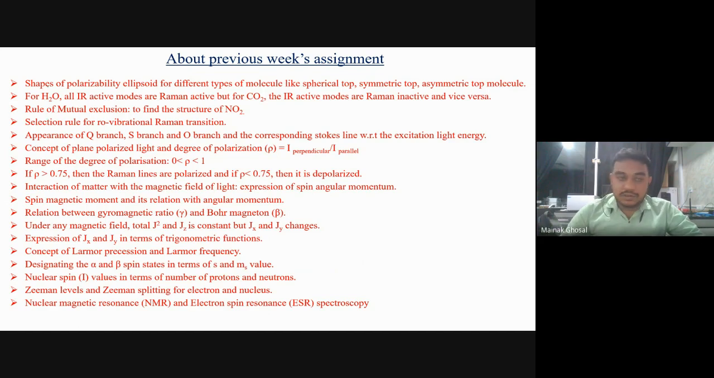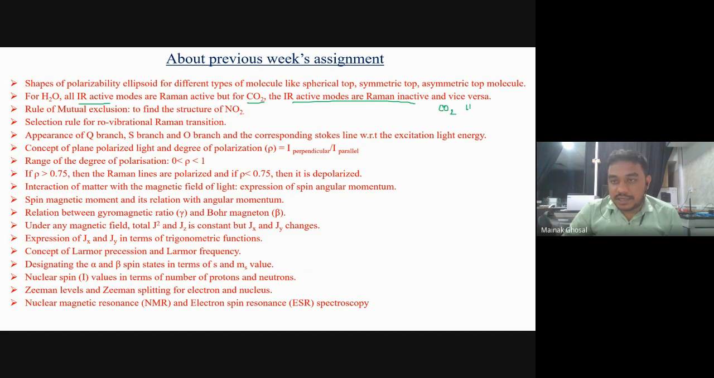Okay. So basically, we started looking at the shapes of the polarizability ellipsoid for different types of molecules, like spherical top, symmetric top, and asymmetric top molecules. For water, it was shown that all IR active modes are Raman active. But for CO2, it was shown that IR active modes are Raman inactive and vice versa. That means IR inactive modes are Raman active. So the main difference comes from the carbon dioxide and water structures.